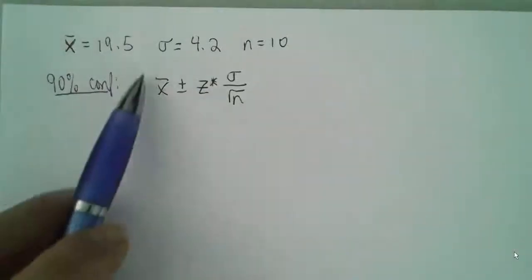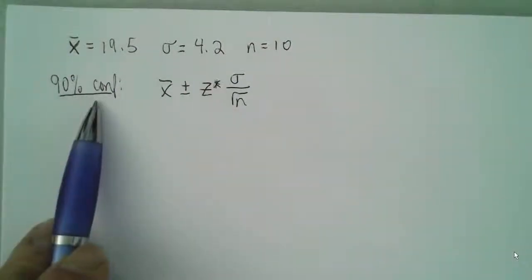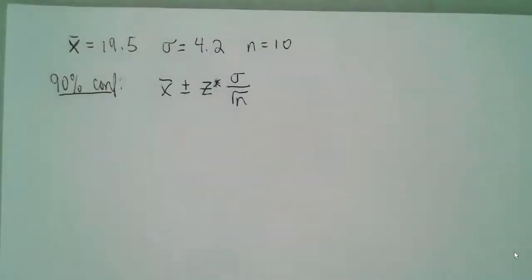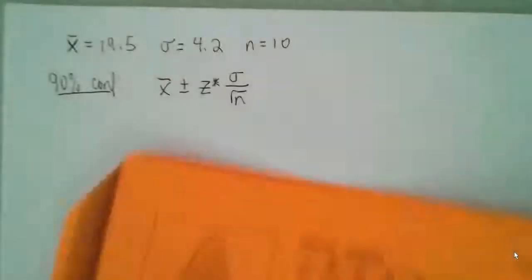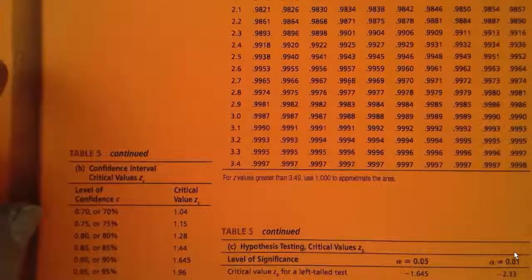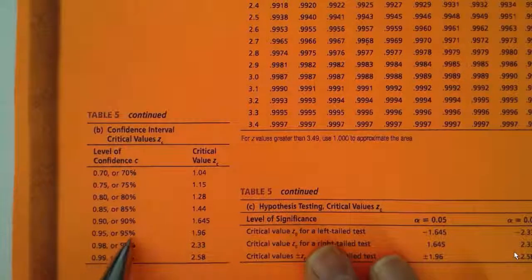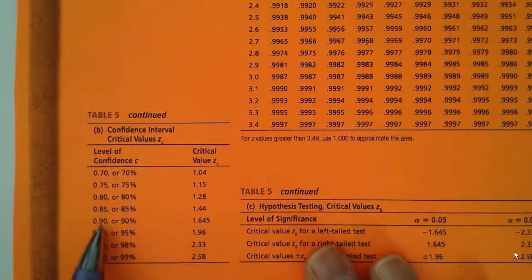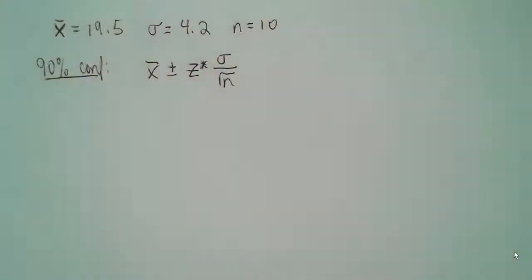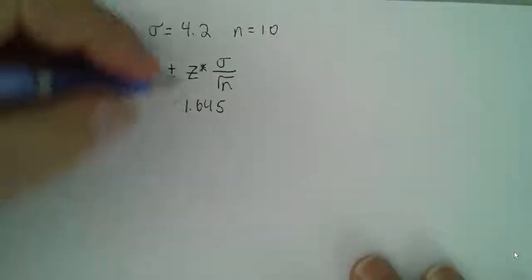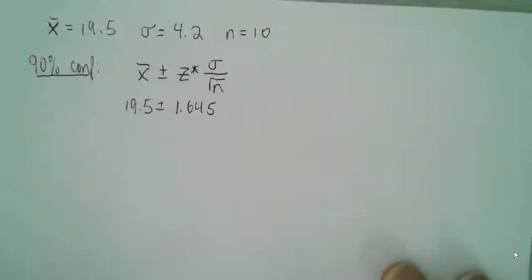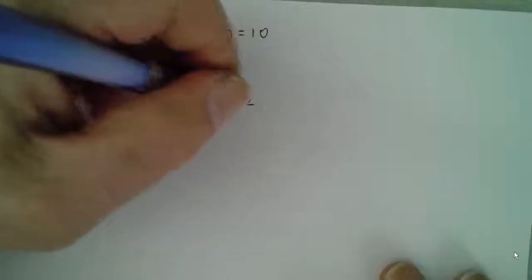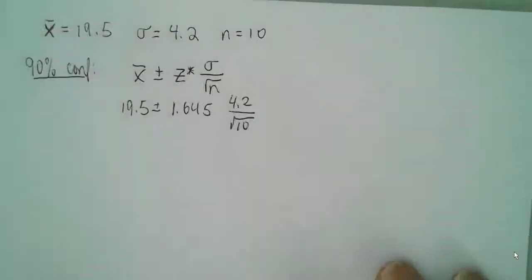Okay, here's our setup. We want to redo what we did before with 90% confidence. The big difference is that this Z critical value is going to change. For 95% the Z critical value was 1.96. For 90% it's a little smaller, 1.645. Everything else in the calculation is the same. The sample mean is 19.5, sigma is 4.2, and the sample size is 10.